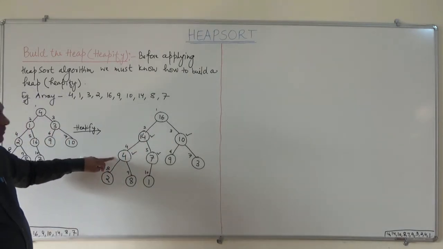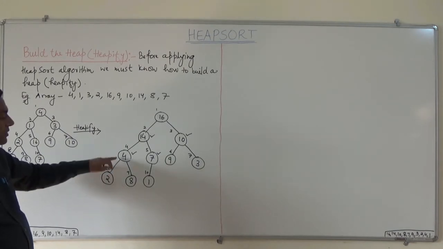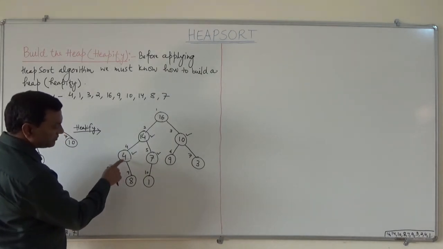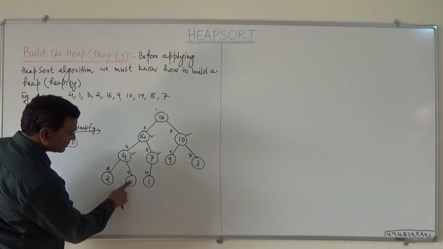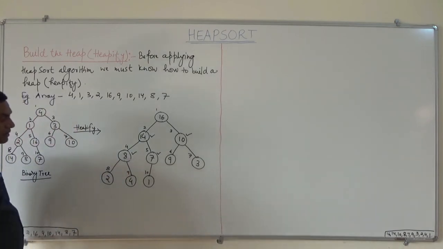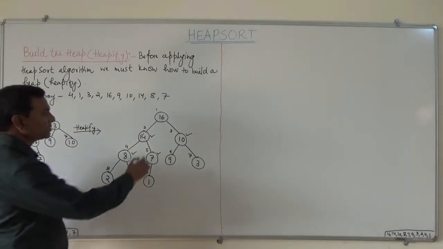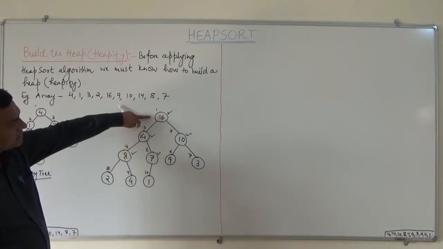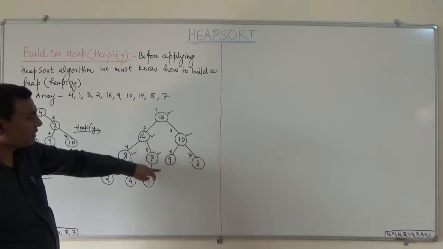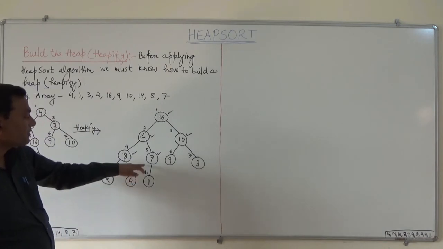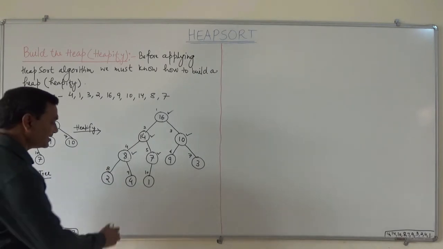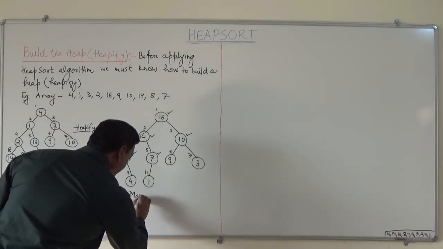Now again we will see this 4 is less than this 8. So what we will do? Again this 4 and 8 should be interchanged. So this 8 will come here and 4 will come down. Now we can check all the nodes. 16 is greater than 14 and 10. 14 is greater than 8 and 7. 10 is greater than 9 and 3, and this 7 is greater than 1, 8 is greater than 2 and 4. So this is the max heap.